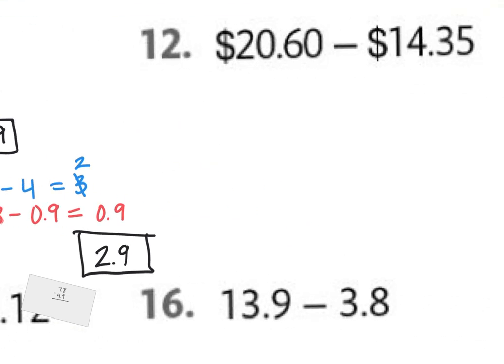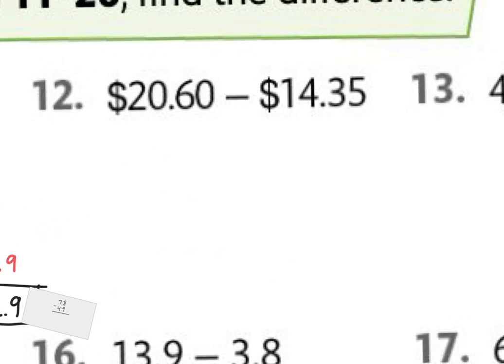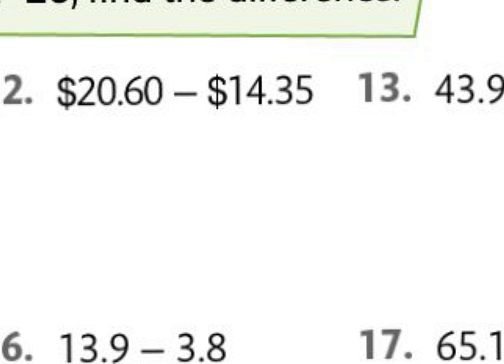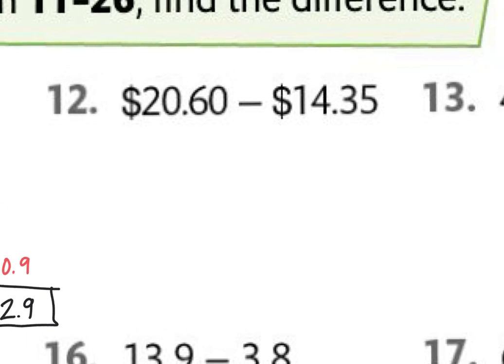Okay, let's try one more. Let me get this little guy out of the way here. All right, we have 20 and 60 hundredths, or $20.60 minus $14.35. So for this one, let's just go ahead and do the partial sum, or partial differences. So I have, actually I'll just use this one here. I have 20 minus 14. So I'll start with 20 minus 14.